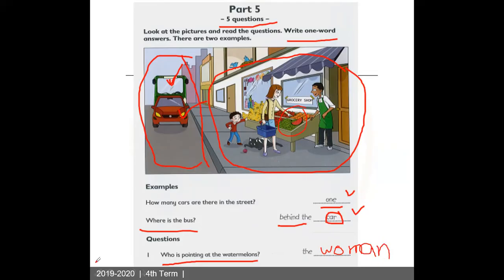Okay. Let me write it here like this. So you will say, okay, woman. It's the woman. All right. Okay, so we're done with that. Let's move on to number 2.